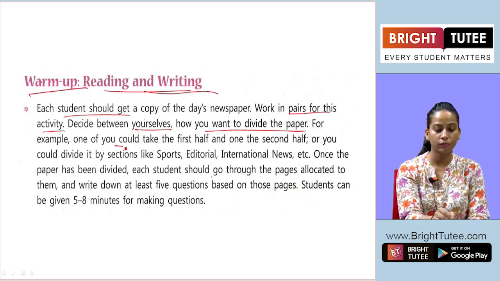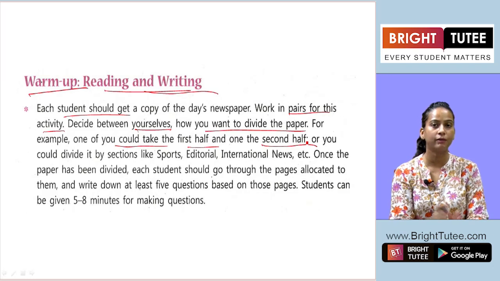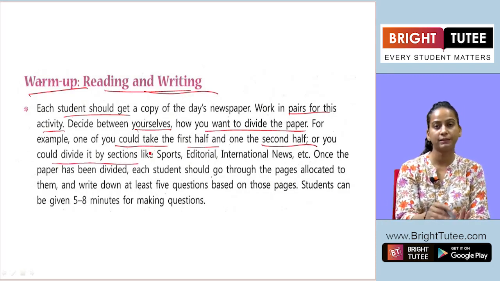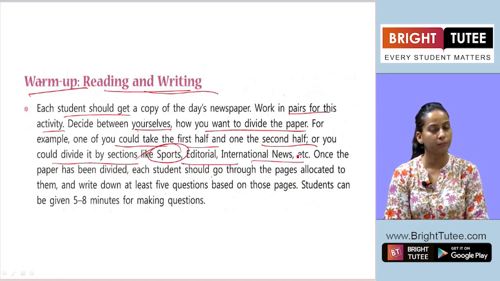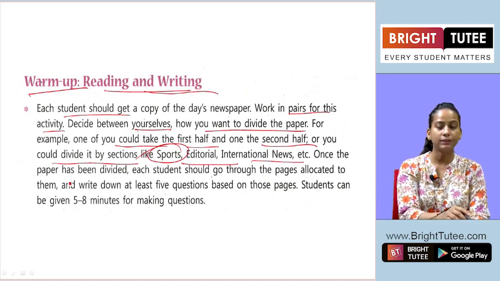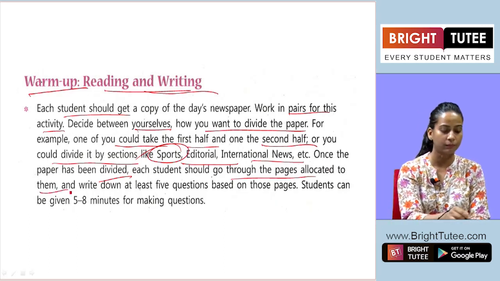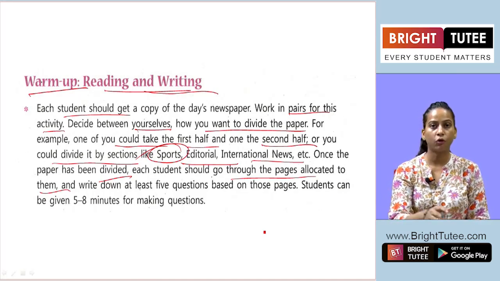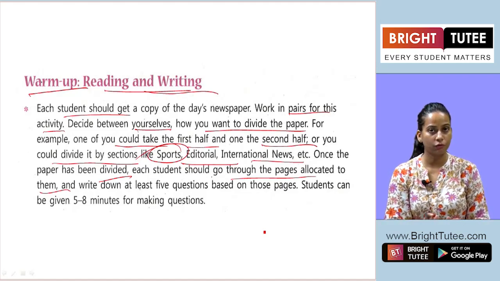For example, one of you could take the first half and the other the second half. You can divide the newspaper into two parts, the first part given to one student and the second part to the other partner. Or you could divide it by sections, like sport, editorial, international news. According to the sections given in the newspaper, the division can be done. Once the paper has been divided, each student should go through the pages allocated to them. So when you have done the division, according to the part or section you have divided, you just have to go through the pages that you have received.